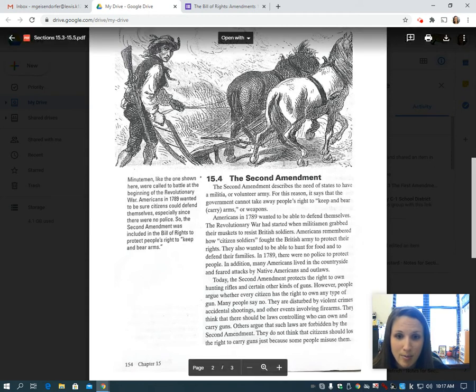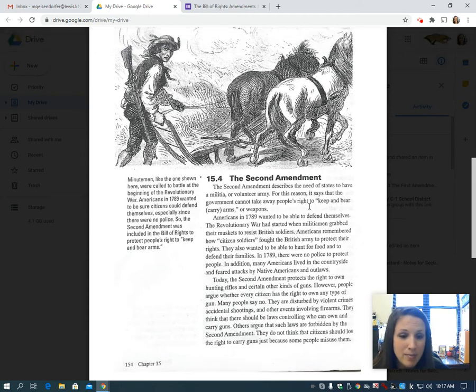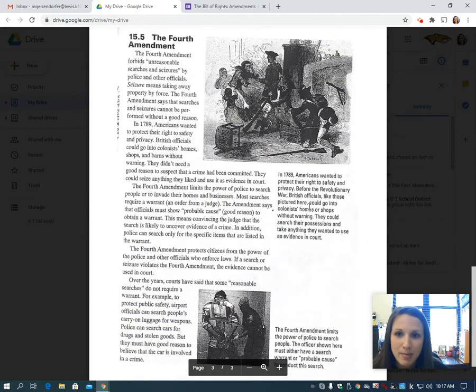Remember, again, if you go back to the first paragraph, it says, which is the right to keep and bear arms or to carry weapons. All right, so you're going to have to know that for your assignment today. It's right there in the first paragraph. And our last amendment we're going to talk about today is the Fourth Amendment. Remember, we skipped the third. We'll come back to it tomorrow.